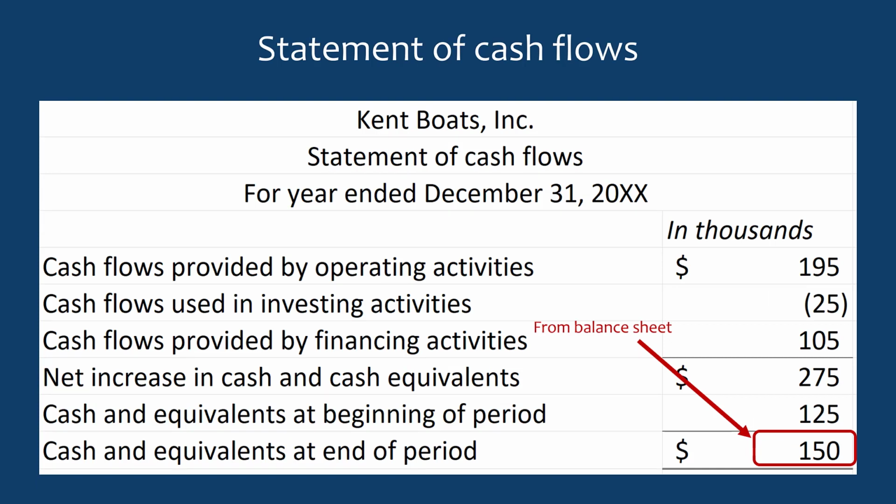The statement of cash flows has cash flows provided by operating activities, cash flows used in investing activities, cash flows provided by financing activities to give us this net increase. And then it adds that to our cash and cash equivalents at the beginning of period. We end up with our cash and cash equivalents at the end of the period. That number comes from the balance sheet, so it has to balance back to the balance sheet cash and cash equivalents.